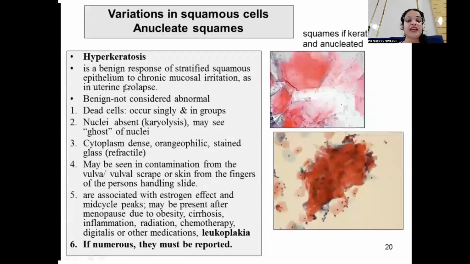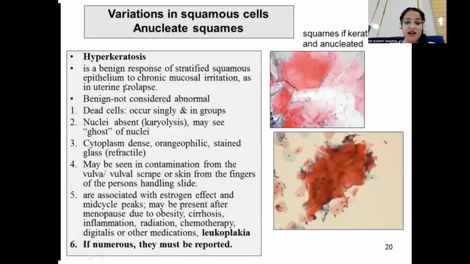Thank you. Variation in squamous cells, that is anucleate squames. Hyperkeratosis is basically a response in case of uterine prolapse, because the squamous epithelium is undergoing chronic mucosal irritation. So it can lead to keratinization of the normal squamous epithelium, and it can also lead to loss of nucleus.